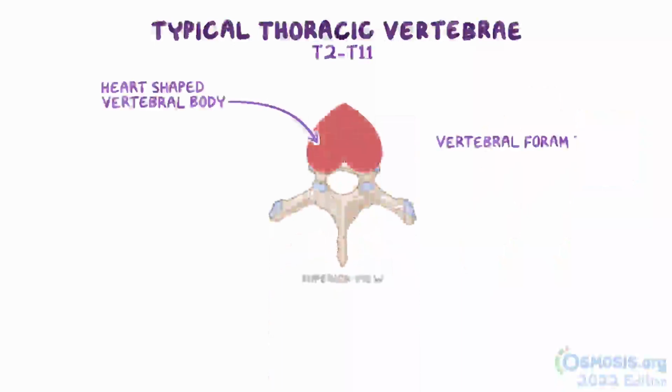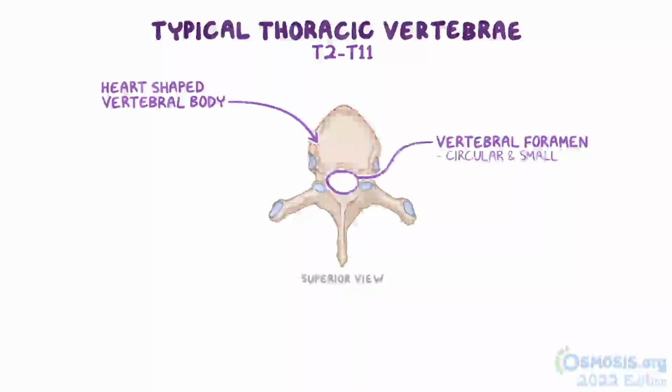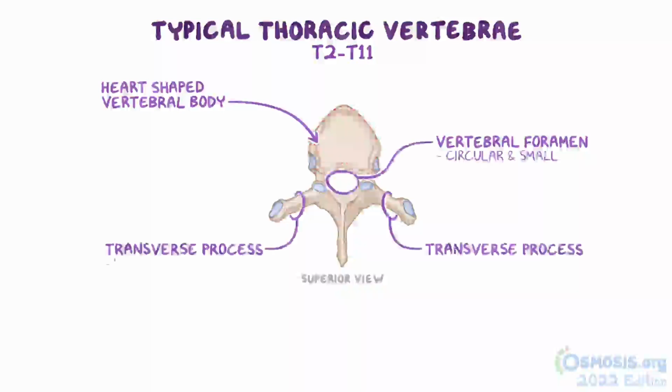From a superior view, the typical thoracic vertebrae, which are T2 through T11, have a heart-shaped vertebral body, a vertebral foramen that is circular and small, and a pair of transverse processes that are long, strong, and extend posterolaterally.